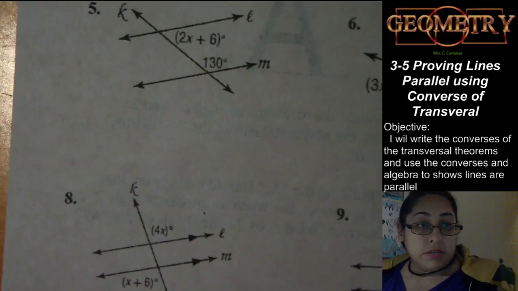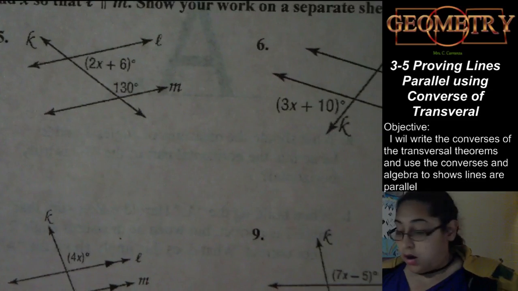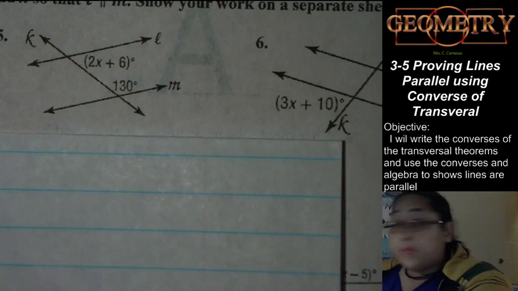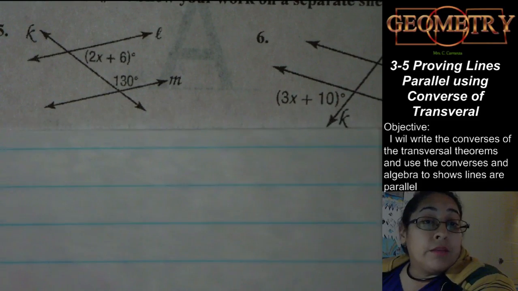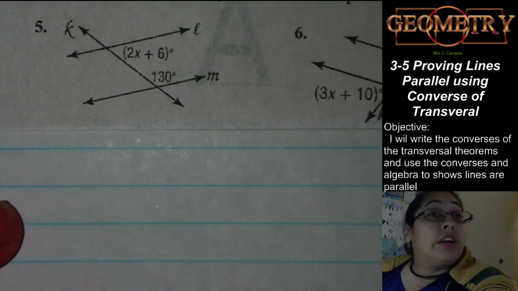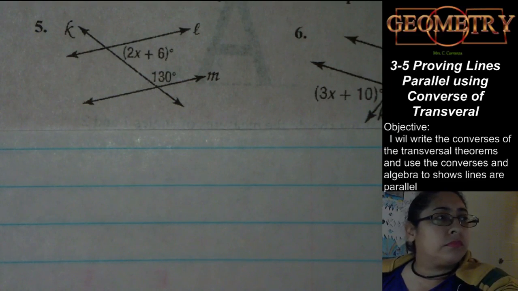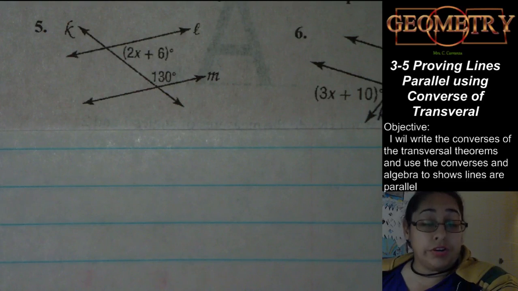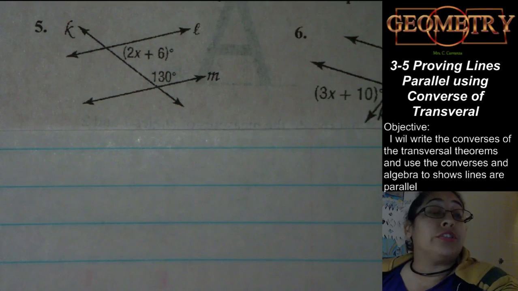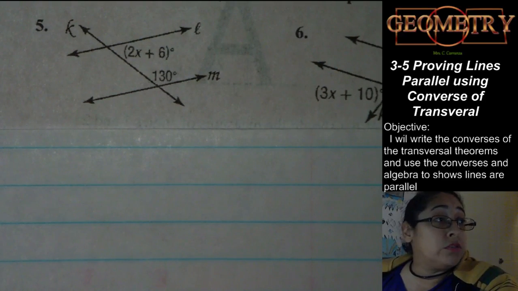Number 1 on the skills, you said? Or number 5 on the skills, rather? Yep. All right. So they're supposed to be supplementary in order for L and M to be parallel. For the angles to be supplementary, what do you do to their measures? What does supplementary mean? Equals 180 degrees. And what do you do to get it to 180 degrees? Do you add, subtract, multiply, or divide? Add. So we're going to add the measures of these two angles and have it equal 180.